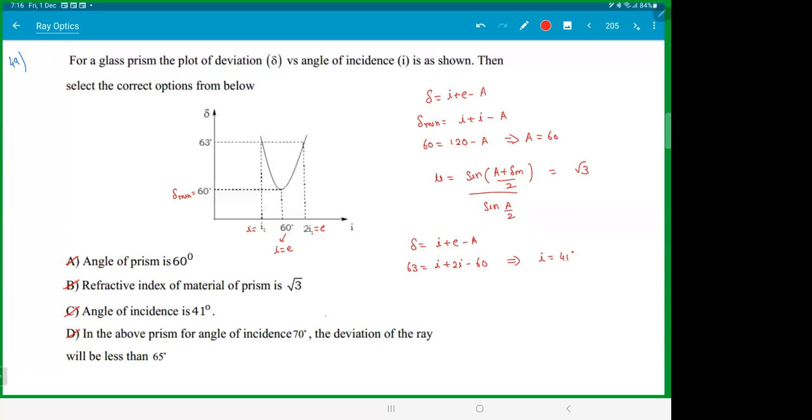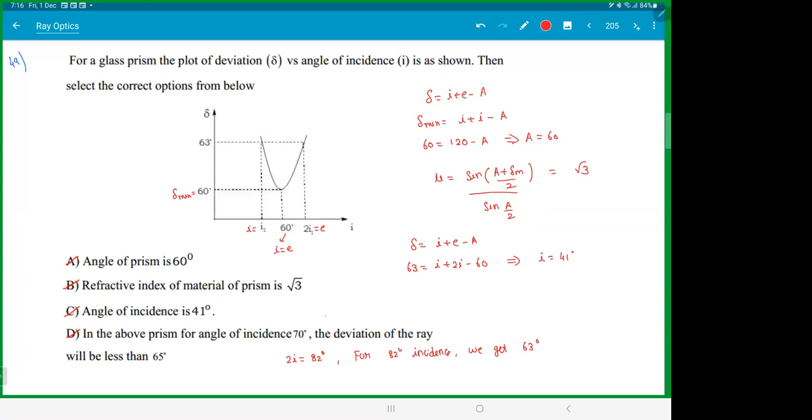How do we prove that? The above prism, did you observe here? 2I1 is 82 degrees, meaning for 82 degrees incidence, we get 63 degrees.